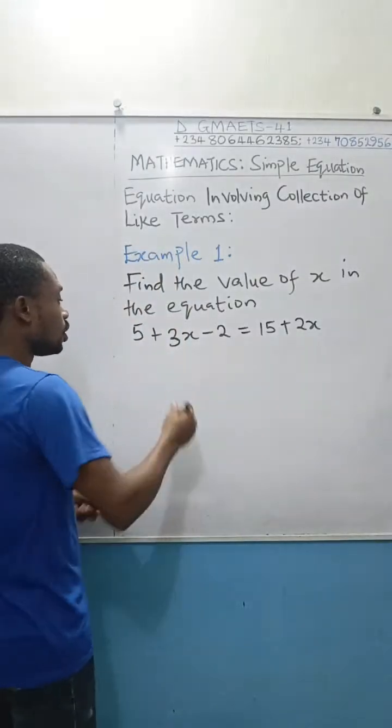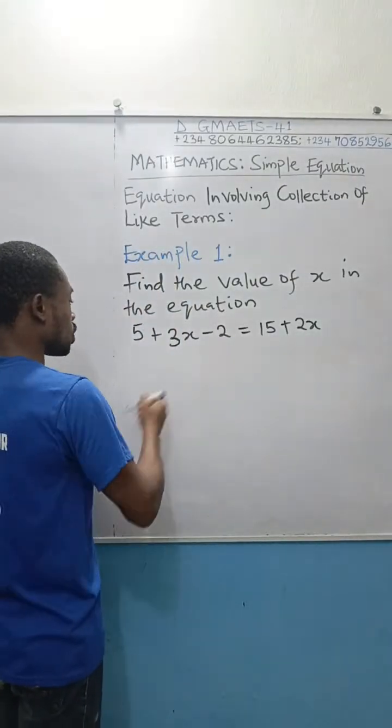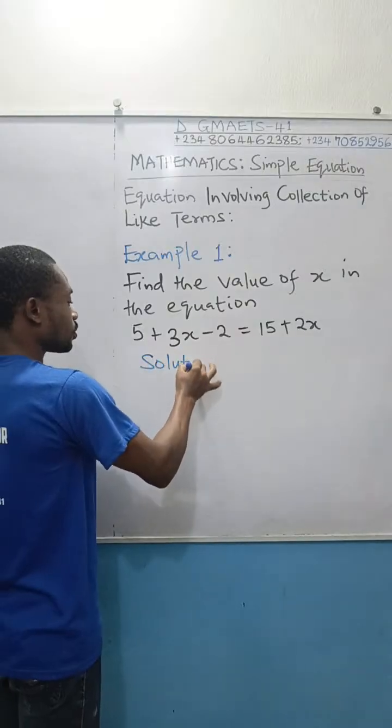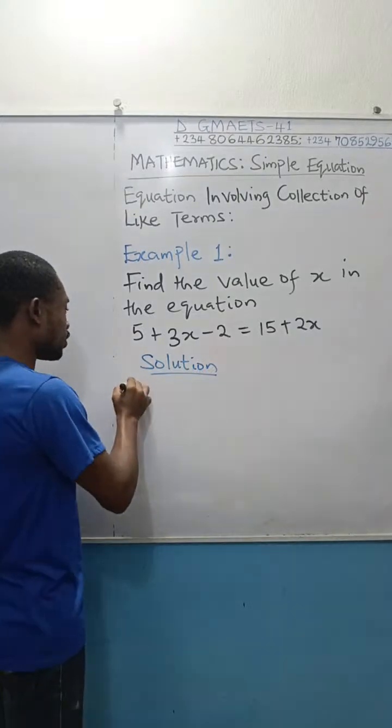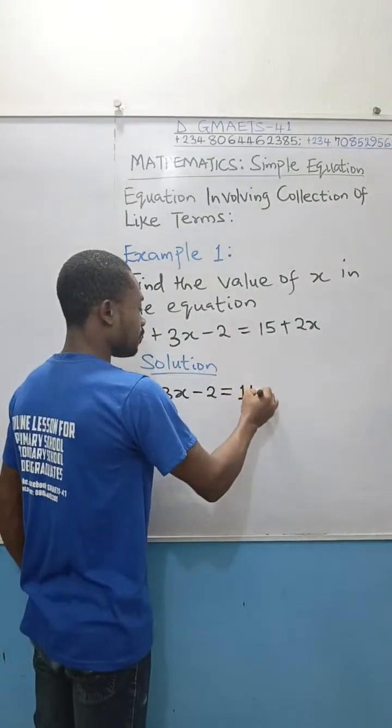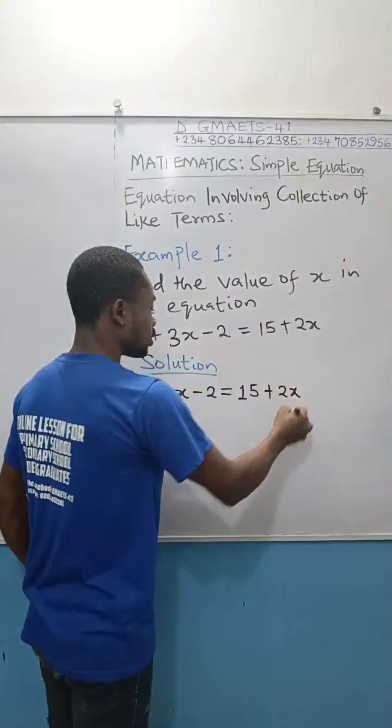Okay, so we have this question we are to solve. Solution. Okay. So the first thing you do as you solve is to bring down the equal to 15 plus 2x.